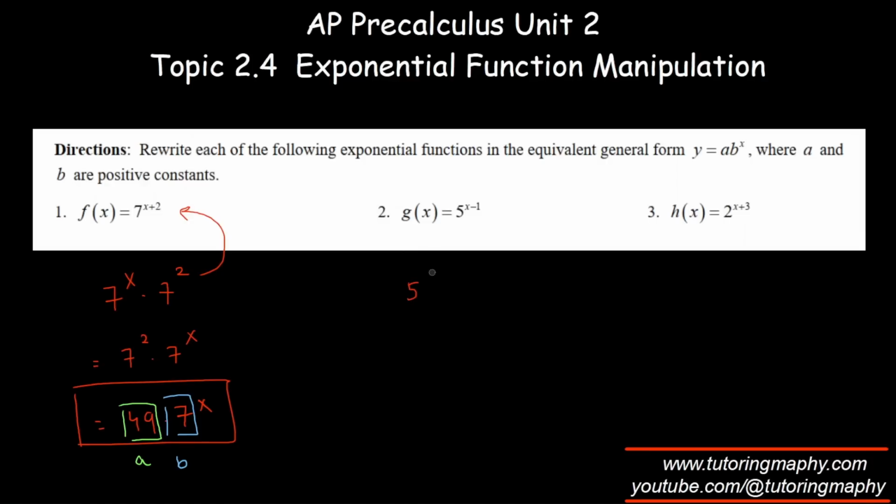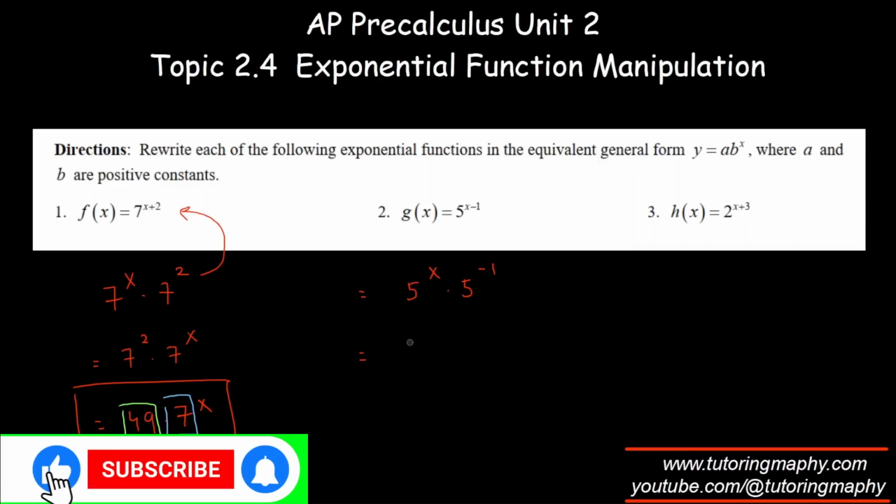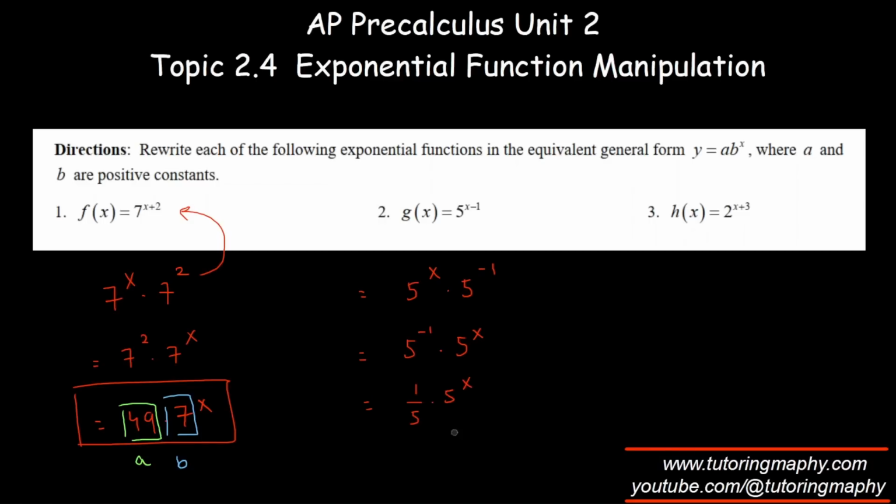Likewise, over here, this can be written as 5 raised to x times 5 raised to minus 1. 5 raised to minus 1 can be written first. 5 raised to minus 1 times 5 raised to x. 5 raised to minus 1 will be 1 over 5. So 1 over 5 times 5 raised to x. And that's about it. I think we'll just box this in because 1 over 5 is a and b is 5.